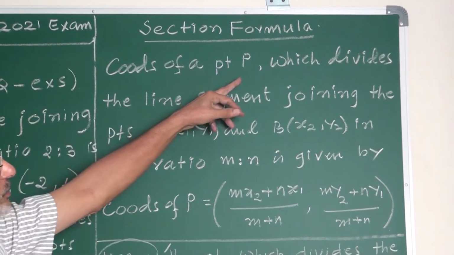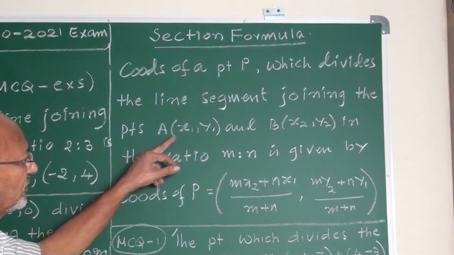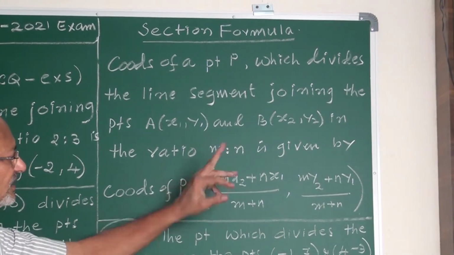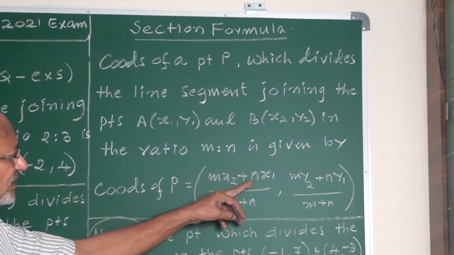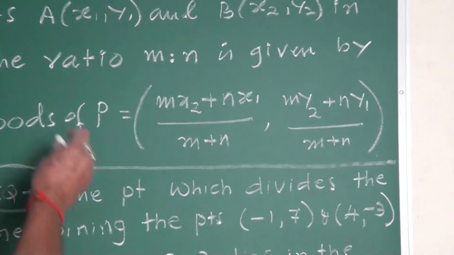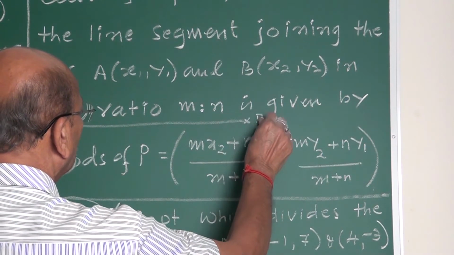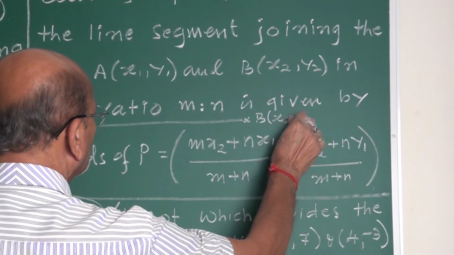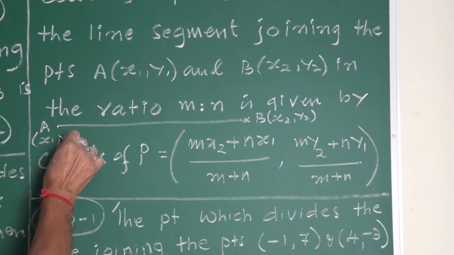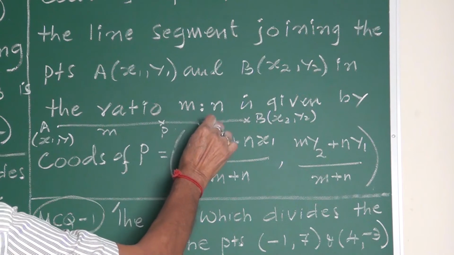Coordinates of a point P which divides the line segment joining the points A(x1, y1), B(x2, y2) in the ratio m is to n is given as (mx2 plus nx1 upon m plus n, my2 plus ny1 upon m plus n). It is easy to remember, my friends. Yes. This is your AB, this is B. Its coordinates are x2, y2. This is A, my friend. Its coordinates are x1, y1. There is a point P which divides this in the ratio m is to n.